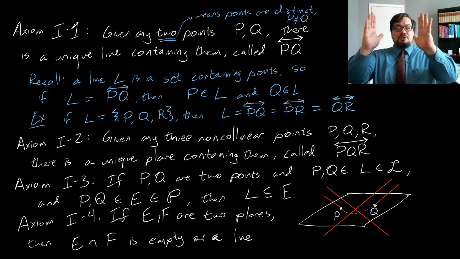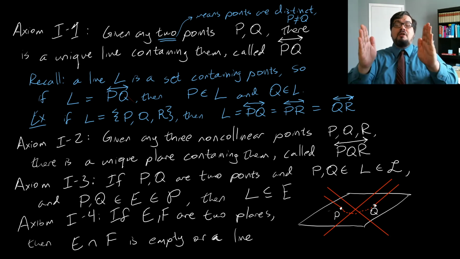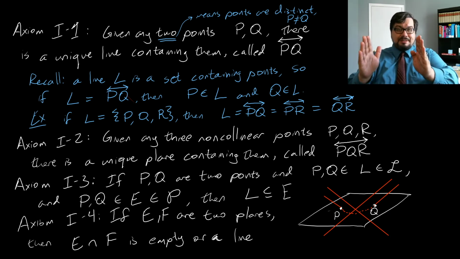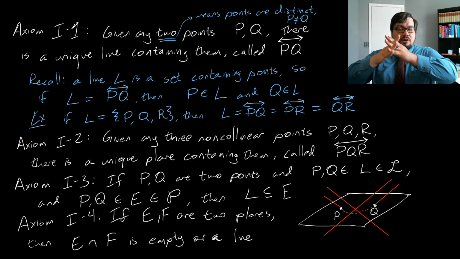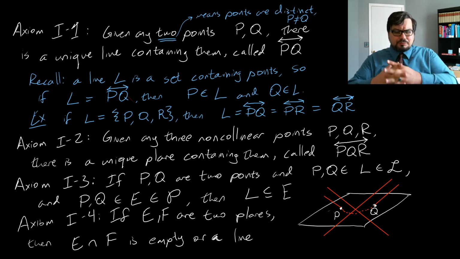So you could either have two planes that are parallel to one another and they just don't intersect at all. That's the case where you've got two planes whose intersection is empty. Or you could have two planes intersect with each other, but if they intersect at all, their intersection has to be a whole line. Their intersection can't be just a single point.